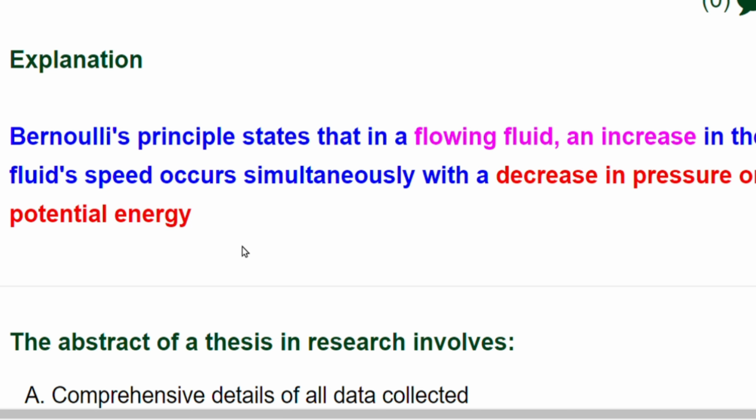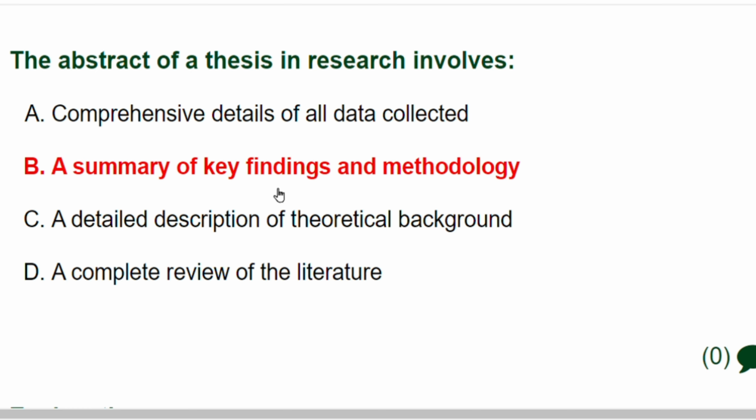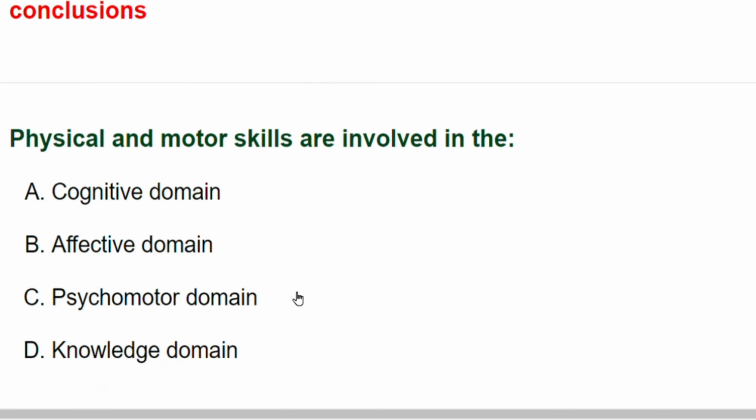The abstract of a thesis in research involves a summary of key findings and methodology. The abstract of the thesis provides a concise summary of the research including the key findings, objectives, methodology and conclusions.